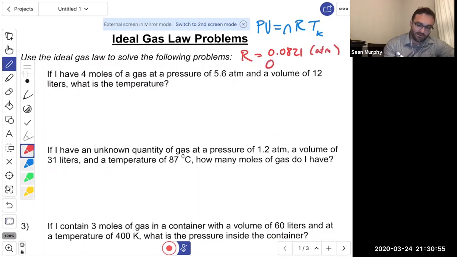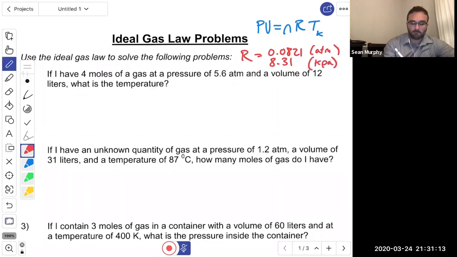and then if it's in kilopascals, oops, sorry, it's going to be 8.31 for kPa. Now, R can change based upon the different units for pressure, but again, atmospheres and kPa are the most used, so we're going to stick with those two. All right, let's start with the first problem.